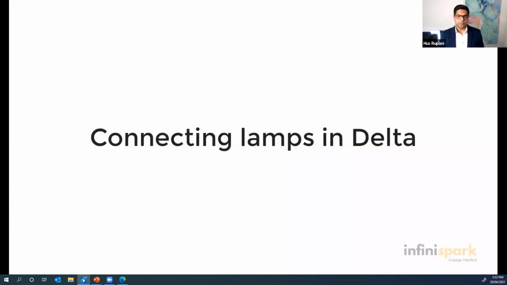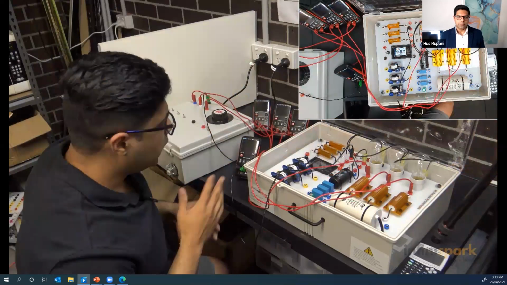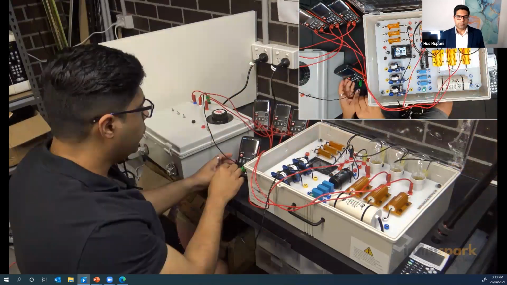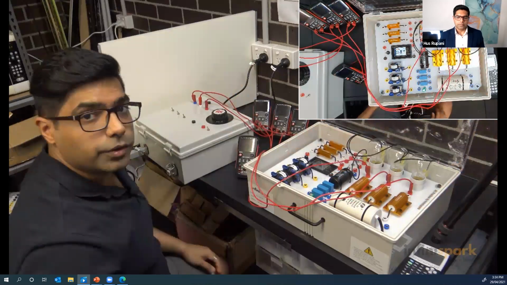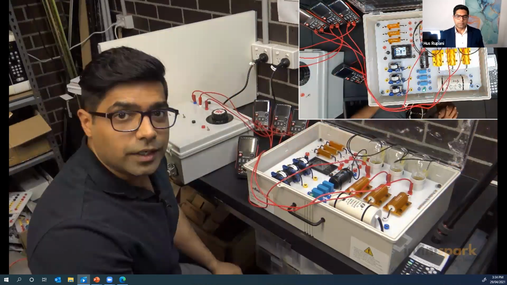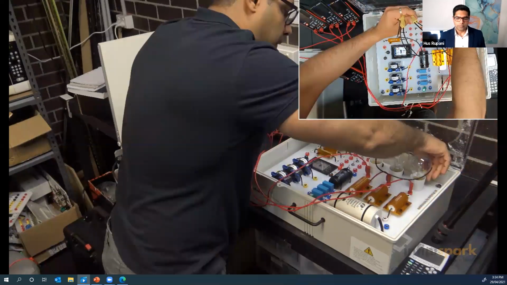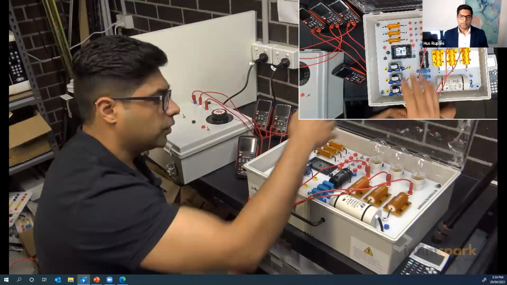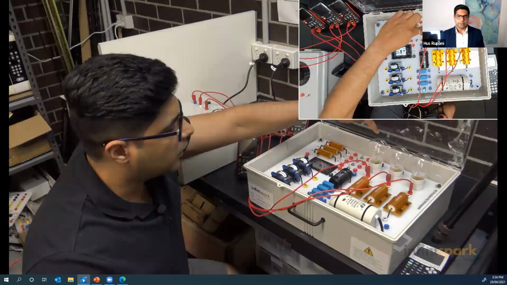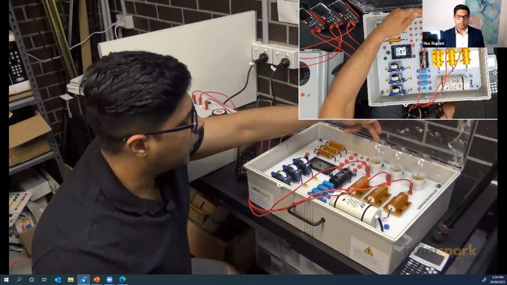Now, to change this to delta, first thing we know is we don't need neutral, so I'm going to remove the neutral. What we also don't need in a delta is a star point, so let's remove the star point. What we do need in delta is connections between the terminals here. So when we started this circuit, I mentioned that this is our phase U, phase V, phase W, U1, V1, W1, which makes this U2, V2, and W2.